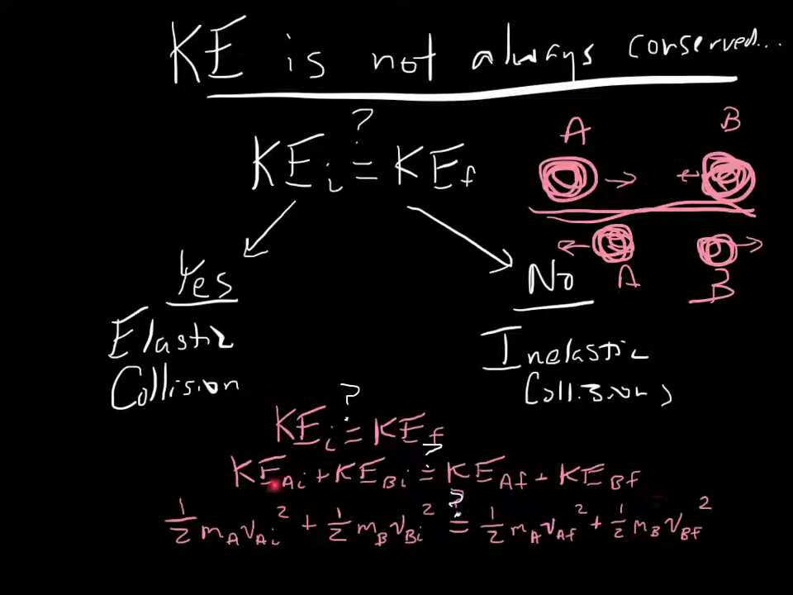And this is that full, expanded equation. In other words, we just took our kinetic energy, 1/2 mass times velocity squared, and threw some subscripts on it. The A and the I, the B and the I, the A and the F, the B and the F. 1/2 mass A, VAI squared, plus 1/2 MB, VBI squared. Is it equal to 1/2 MA, VAF squared, plus 1/2 MB, VBF squared? Plug those values in. If it's equal on both sides, elastic. If it's not, inelastic.